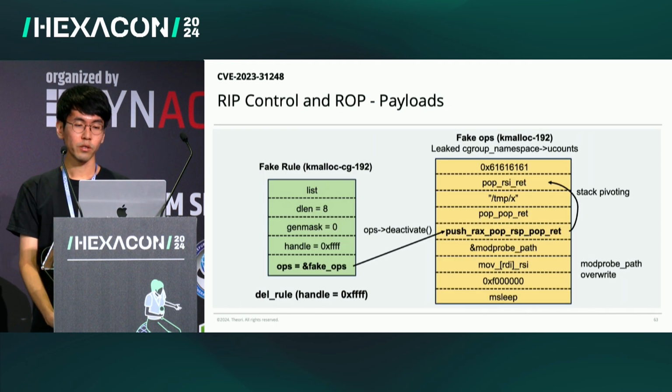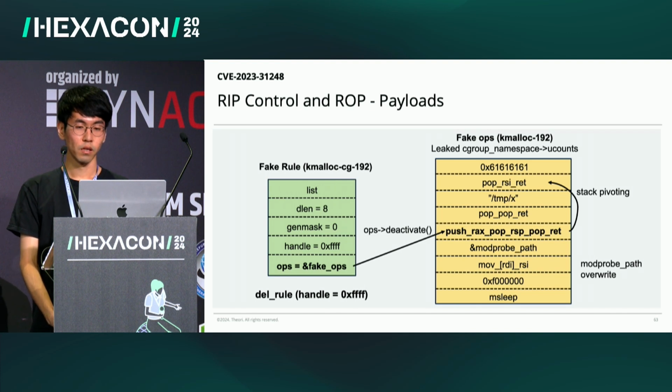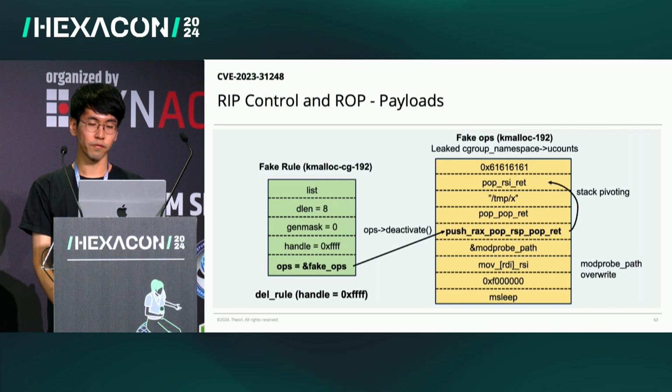Lastly, we create a fake rule like this, overwriting the address of ops with the address of ucounts leaked from cgroup namespace. Because cgroup namespace is freed when the process created by the clone terminates, we can use this address as the fake ops.